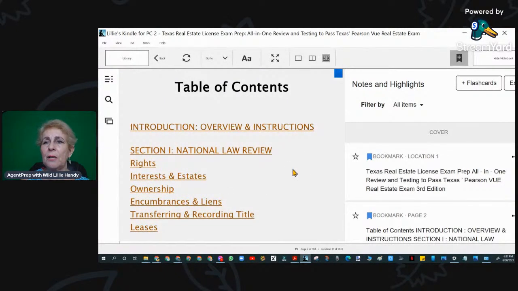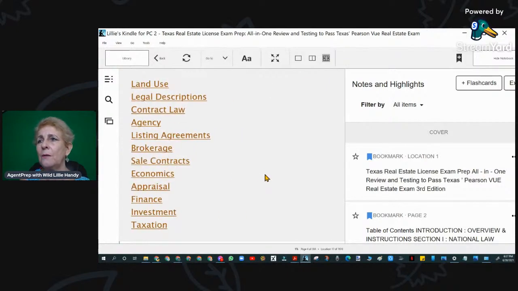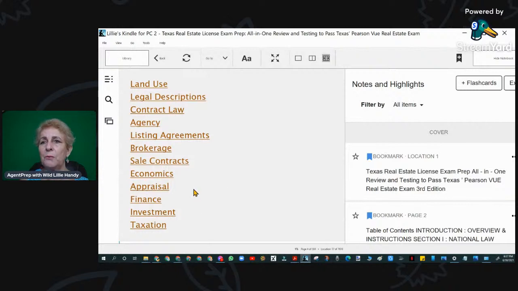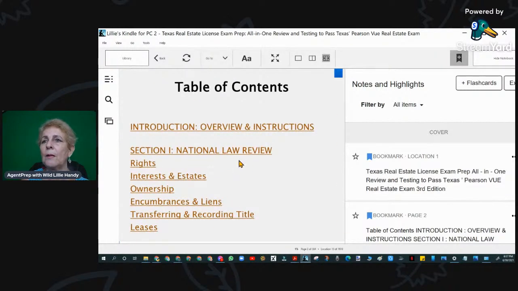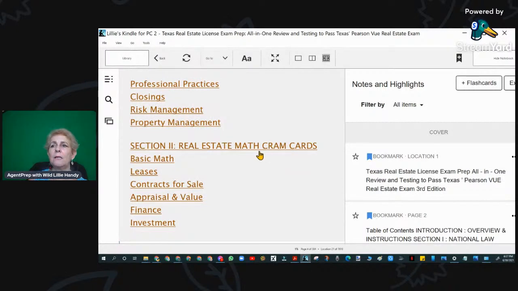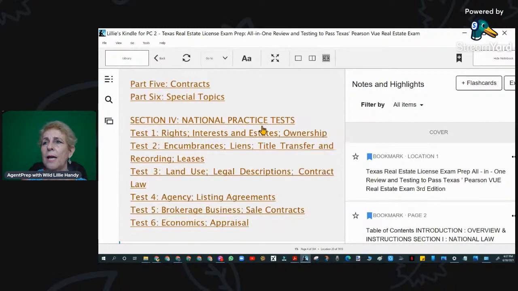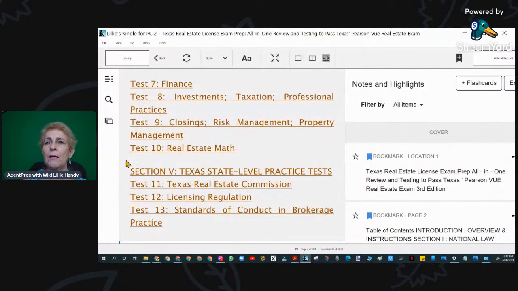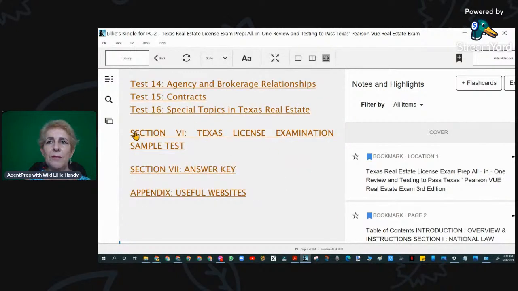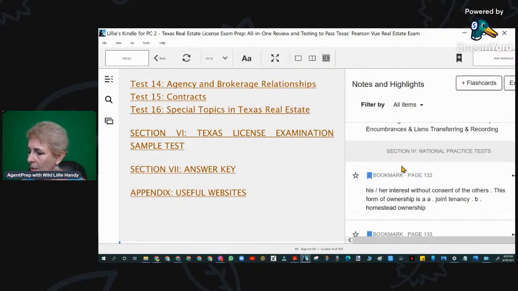Okay, so it has your introduction and overview. It goes through national law and all the different types of where you would be dealing with national law, right? Estates, ownership, encumbrances, transferring and recording, so very important. And then real estate math cram cards, Texas law and regulation, section 3, then the national practice exams. Okay, this one has 10 tests. And then the Texas state level practice test has 16 of them. Now, these are not as long as on the other source. And then it has a long Texas license examination sample test, which will have the national and the state. Okay. And with this, we're starting on page 138.